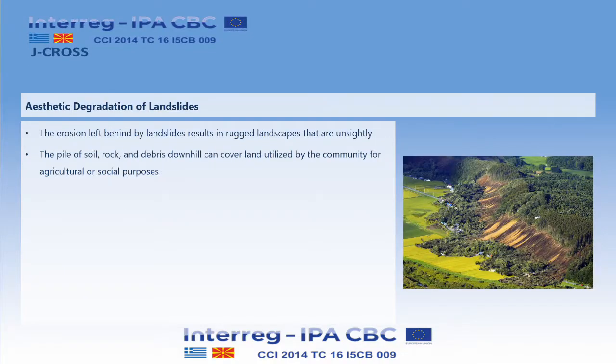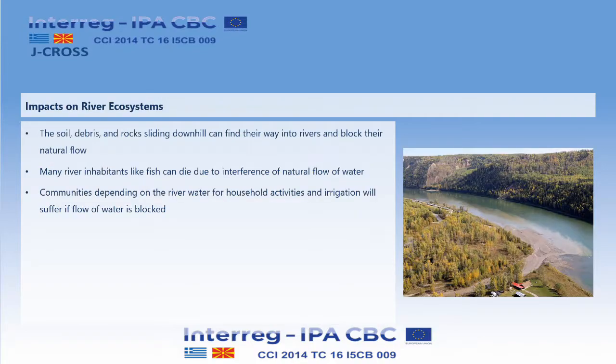The erosion left behind by landslides results in rugged landscapes that are unsightly. The pile of soil, rock, and debris downhill can cover land utilized by the community for agricultural or social purposes. The soil, debris, and rocks sliding downhill can find their way into rivers and block their natural flow. Many river inhabitants like fish can die due to interference of natural flow of water. Communities depending on the river water for household activities and irrigation will suffer if flow of water is blocked.